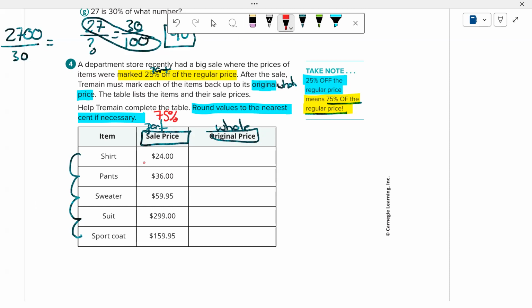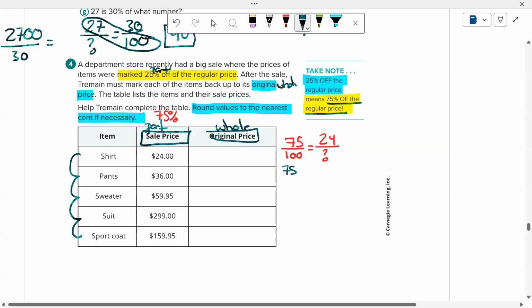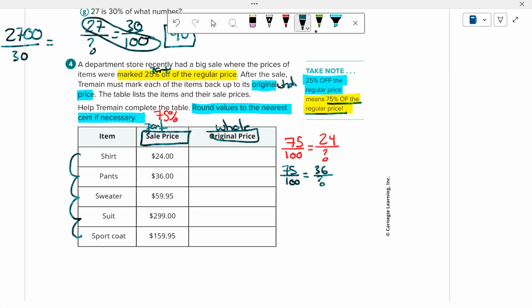So what do we know? We know that 75% is equal to $24. I don't know the original cost. What do we know about the next one? 75% is equal to 36, but I don't know the original cost. What about the next one? $59.95.